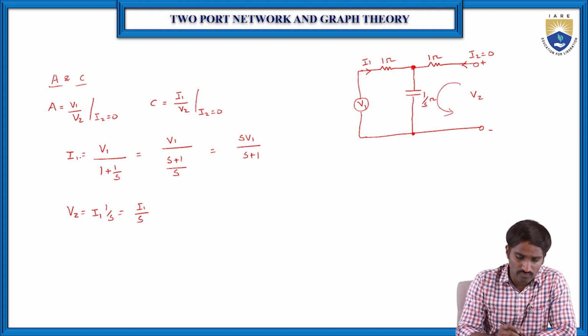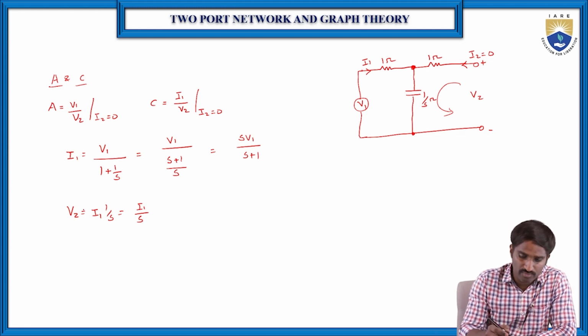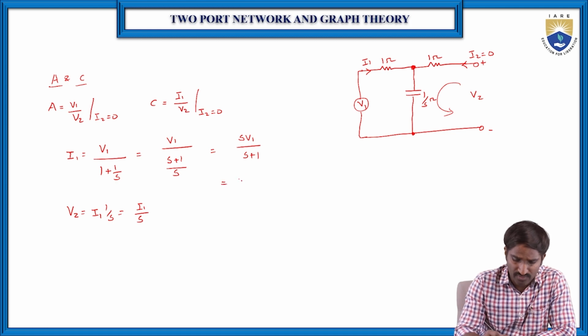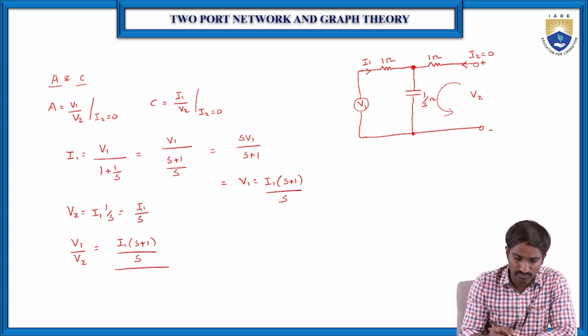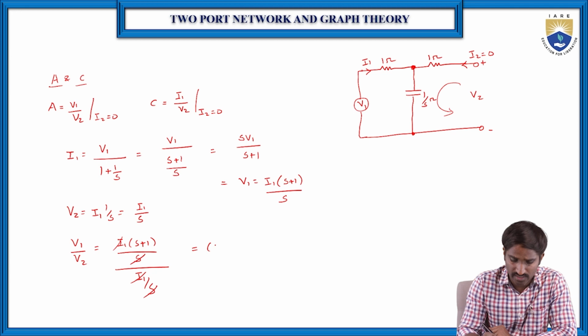Now we know the value of V1 and the value of V2. V1 is equal to I1 into S plus I1 into S plus 1 by S. If you substitute here, then you will get V1 by V2, which is equal to I1 into S plus 1 by S divided by I1 by S. Here S gets cancelled and I1 gets cancelled, and then you get S plus 1.